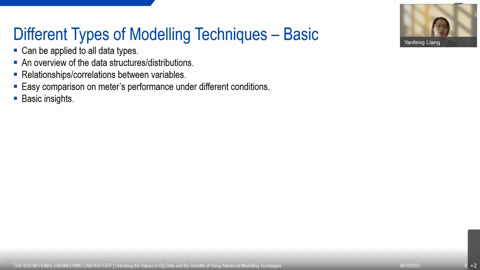Basic modeling techniques can also be used to investigate the relationship or the correlation between variables. Again, this is extremely useful if you're dealing with lots of variables. It may be quite an easy task if you only have 10 variables, but imagine you have 40, 50, 60 different variables. It's going to be really time consuming if you were to do this by hand, but by using a basic modeling technique, this can be done very quickly.